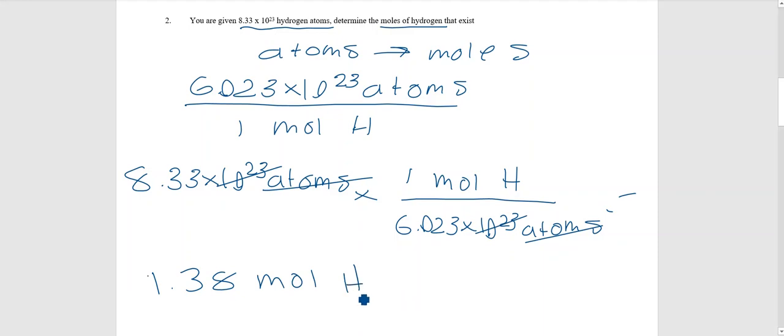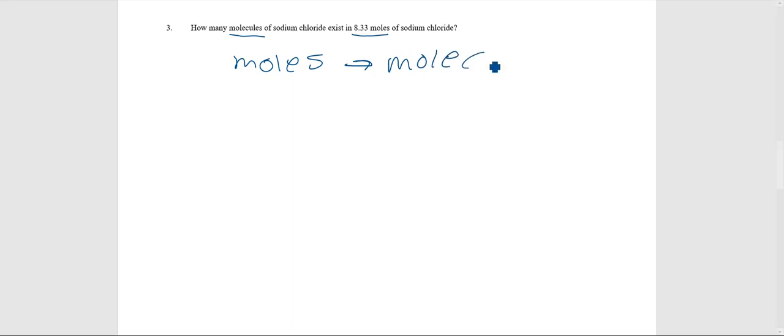Very next one, the question is, how many molecules of sodium chloride exist in 8.33 moles of sodium chloride? So you're starting off with 8.33 moles, and you want to get to molecules. So the unit conversion is moles to molecules. Here is Avogadro's number, 6.023 times 10 to the 23rd molecules.